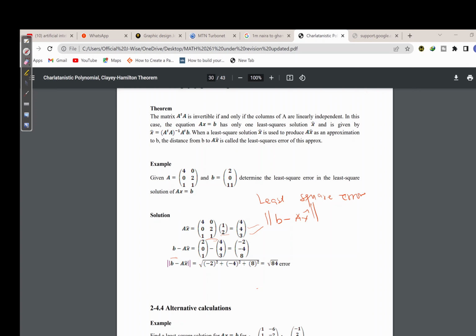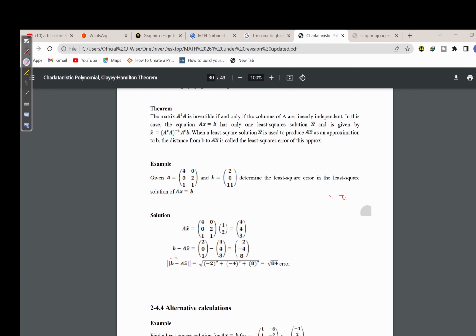So you have 4 plus 0, which is 4. 0 plus 4 is 4. 1 plus 2 is 3. Therefore b minus A x hat, we have b to be 2, 0, 11, minus 4, 4, 3. 2 minus 4 is negative 2. 0 minus 4 is negative 4. Then 11 minus 3 is 8. Then the norm of this is given by this, and when you simplify, you get root 84 error.